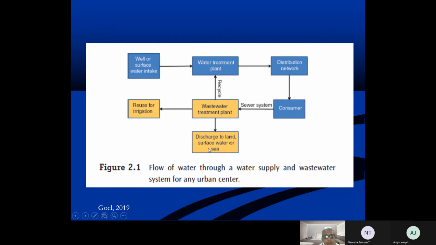Now, after treating it, you can discharge it to land, surface water, or to the sea. But today, when people are becoming very conscious of the fact that water needs to be conserved, that after all, we are putting in so much effort, so much expenditure in treating the water, then it should be reused. So, if it is adequately treated, then it can be reused. And the most common reuse application is irrigation. So I will be covering this part in this topic. The boxes that are shown in yellow are the ones that we're going to cover in this part of the topic.